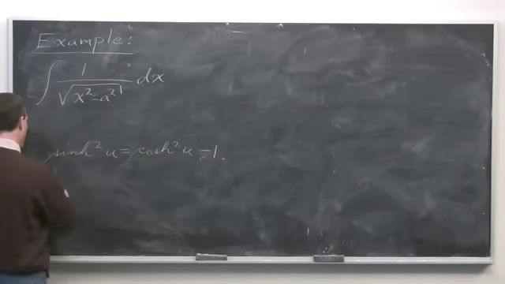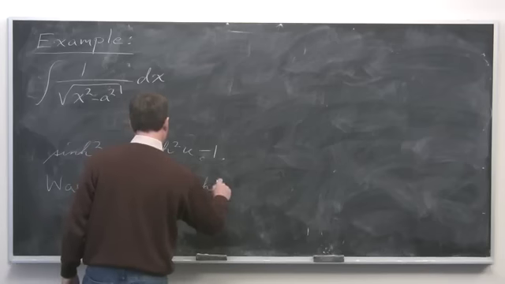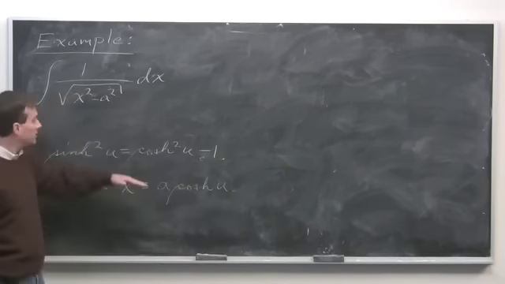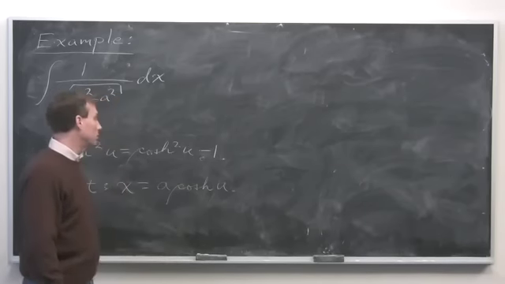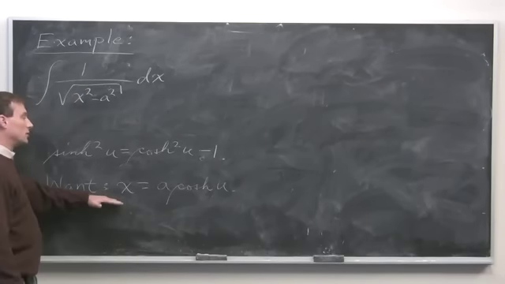What you'd like is x to equal a times the hyperbolic cosine of u. Why? Because if x is a times hyperbolic cosine of u, x squared is a squared times hyperbolic cosine squared. You can factor out the a squared, and you're left with hyperbolic cosine squared minus 1, which is hyperbolic sine squared. You'd have its square root, hyperbolic sine. And then dx is easy to find: it's a times the derivative of this, which is hyperbolic sine of u times du. So this will be nice.